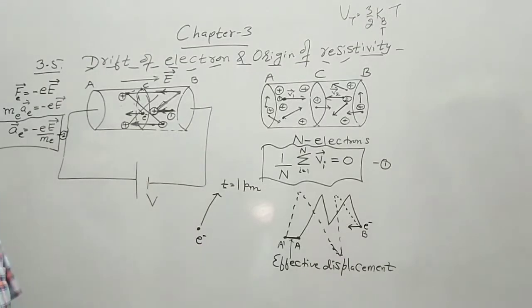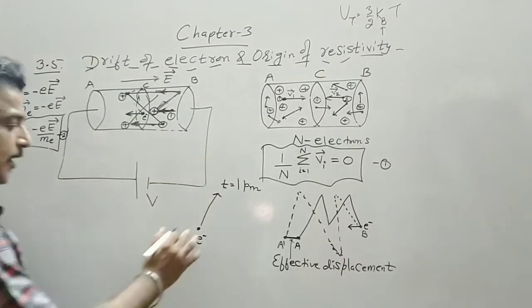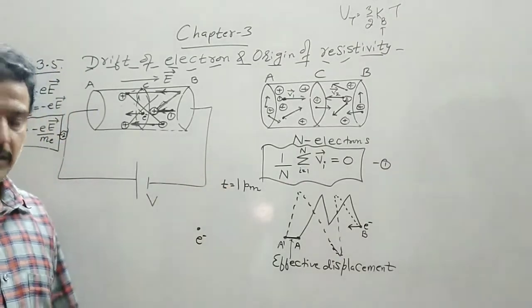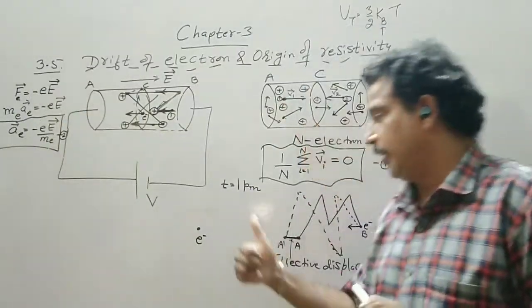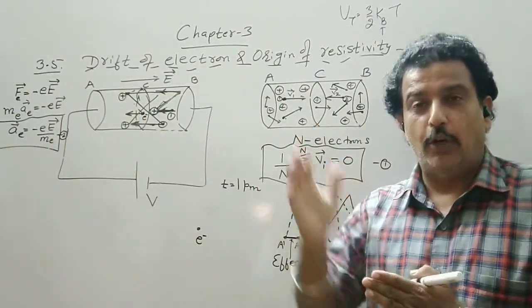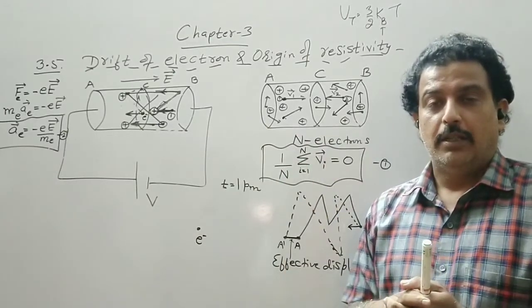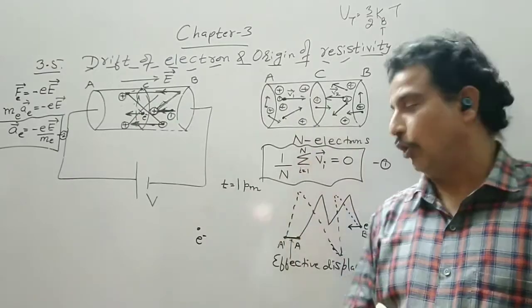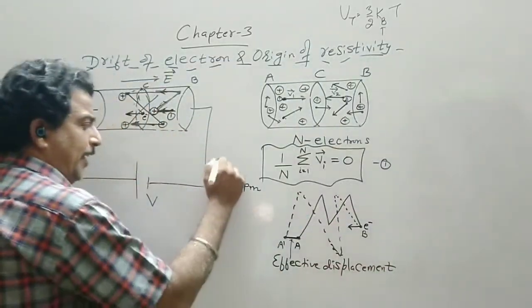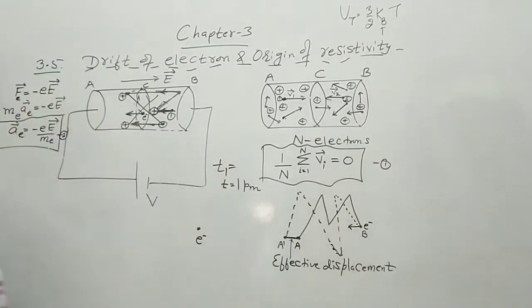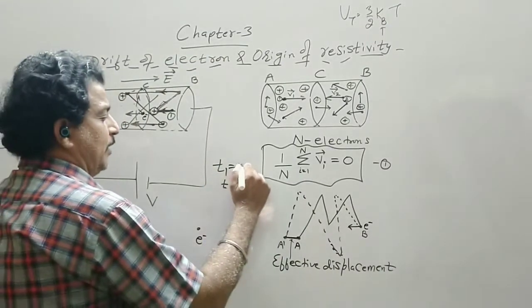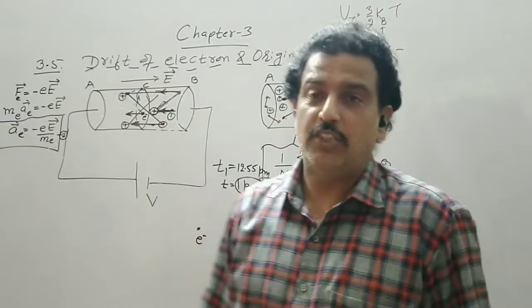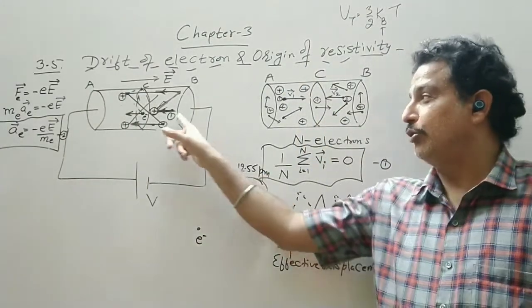Suppose this electron has its first collision before time t. हमने इस इलेक्ट्रॉन को कितने बजे देखना शुरू किया? 1 बजे देखा. Now its first collision, say, is before 1 p.m. यानी हमारे देखने से पहले कोई collision हुआ है, so let us take that time as t1 or t dash. Let us take that time as 12:55 p.m. यानी हमारे देखने से 5 मिनट पहले इसका पहला collision हुआ था.